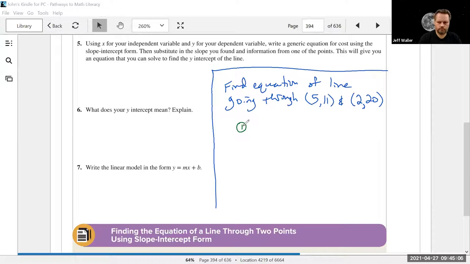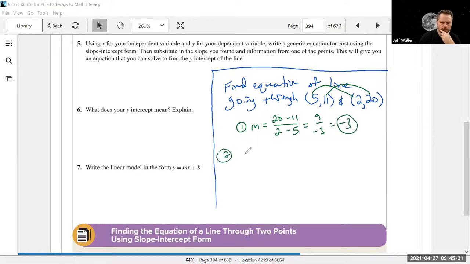What's the first thing you can do immediately? Find the slope. Find the slope, I like it. So you can do 20 minus 11, divided by 2 minus 5. Oh, this is not going to be as bad as I thought. Yeah, this is going to be nice. Minus 3, sorry. That's right. So you get 9 over negative 3, which is negative 3. So the slope is negative 3.